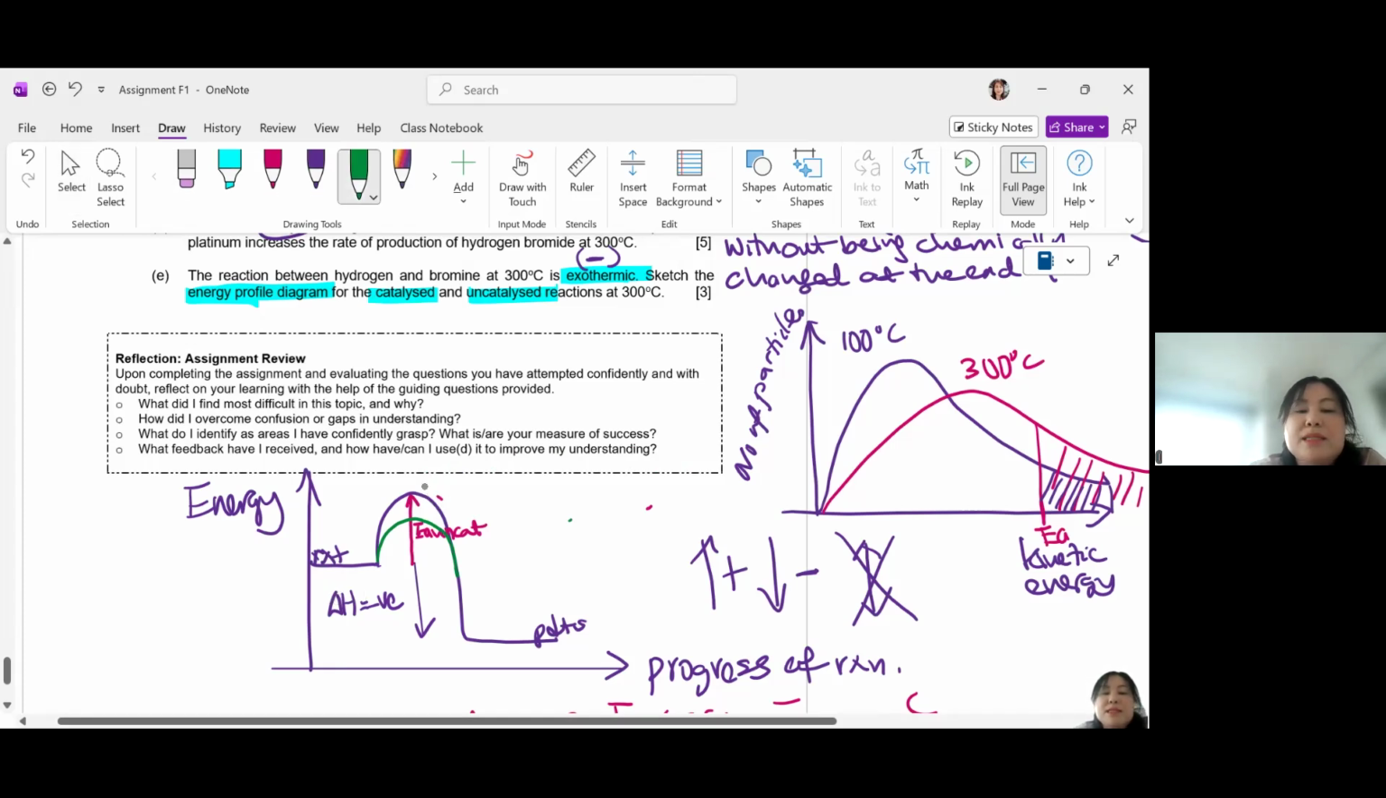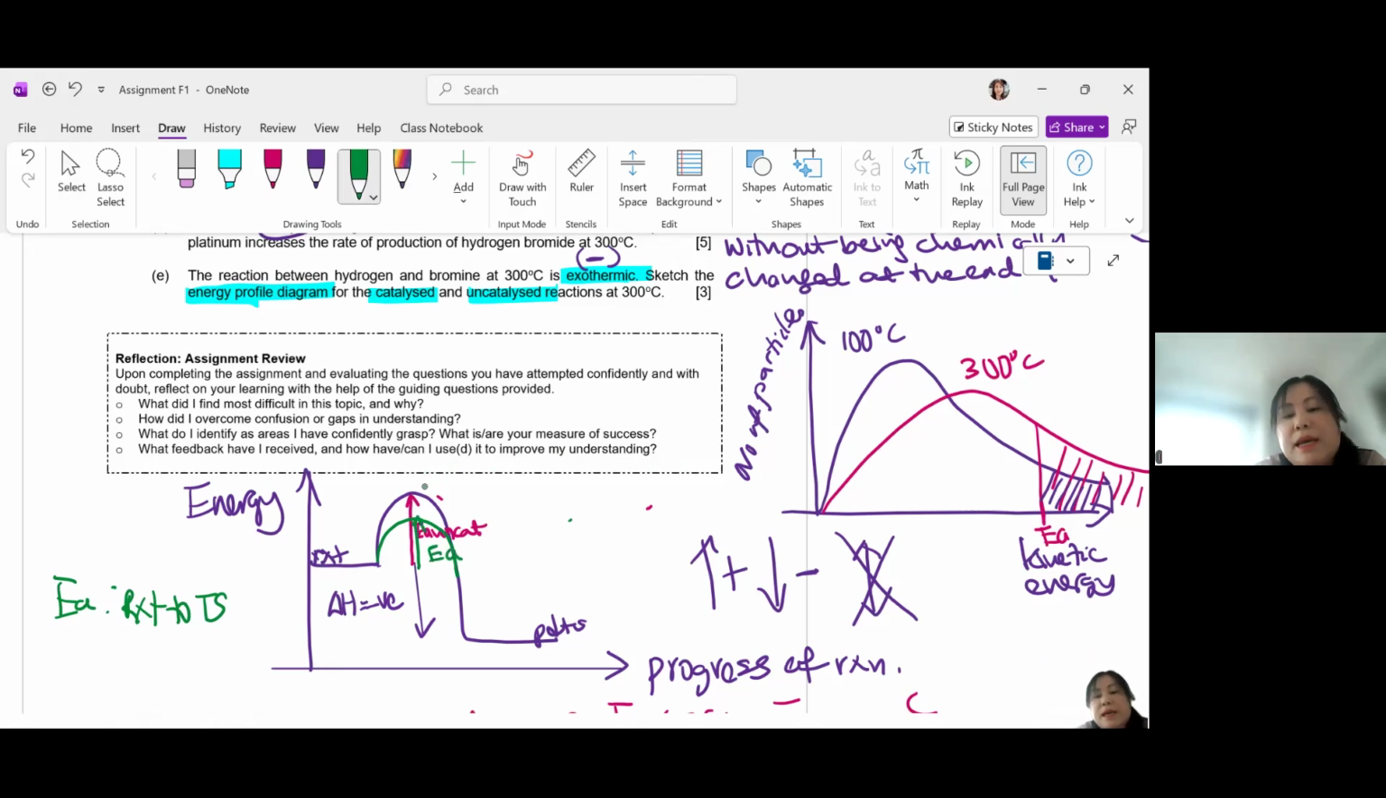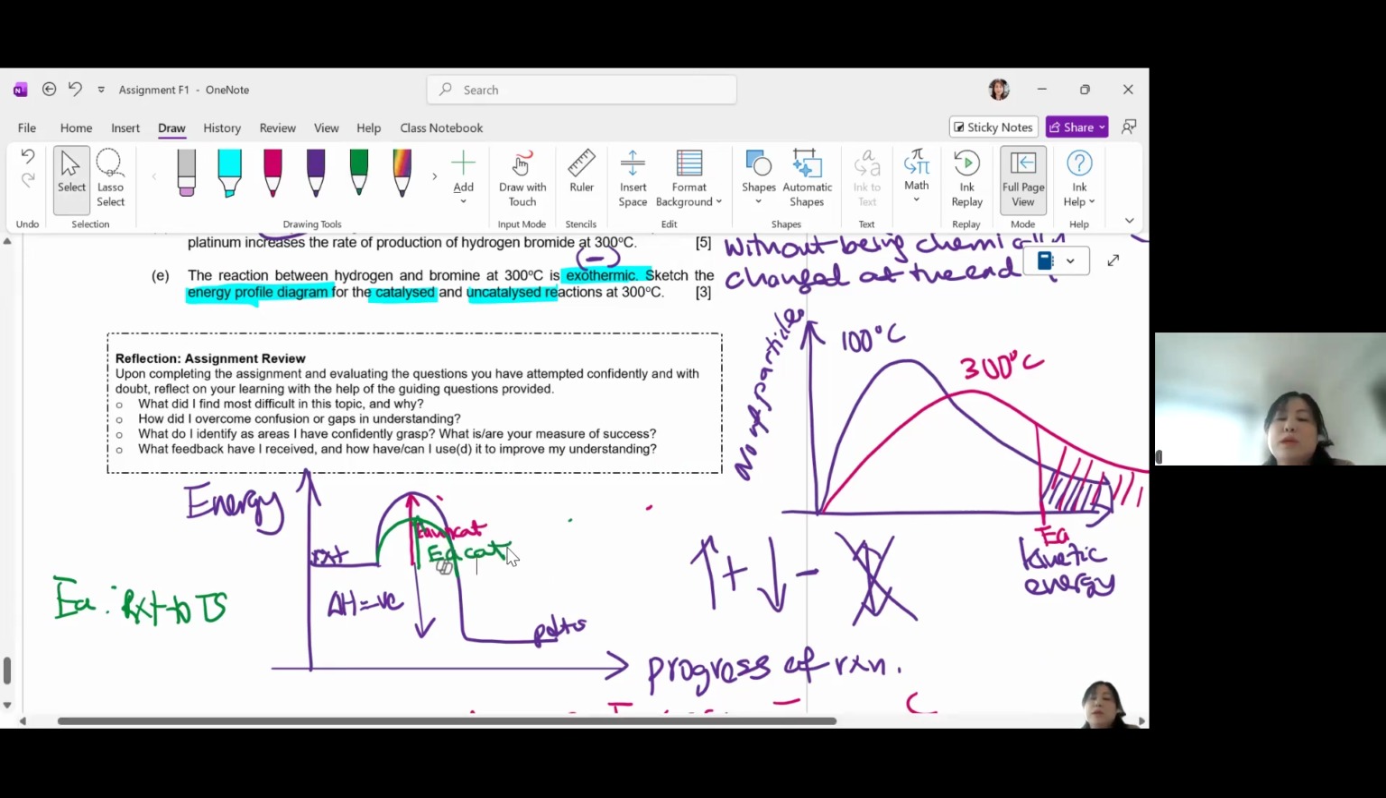So with this, my reactants' energy did not change, products' energy did not change, just that the energy of the transition state is lower. And activation energy in the energy profile diagram is from reactant to transition state. So from the reactant to transition state, now I will draw an arrow, and that's the EA catalyzed. Okay? So EA catalyzed is less than EA uncatalyzed, and delta H remains unchanged when the catalyst is added into the system. So we are expecting to see two different peaks.